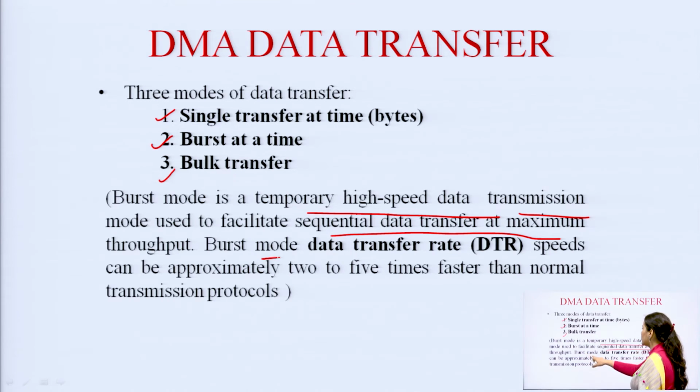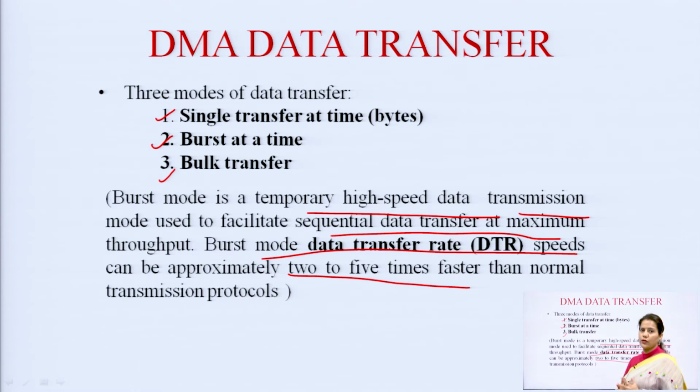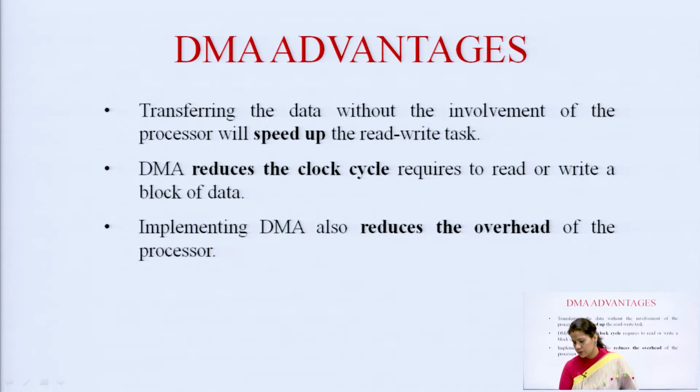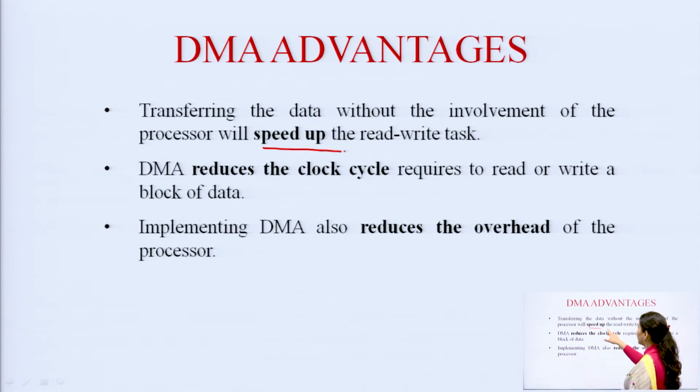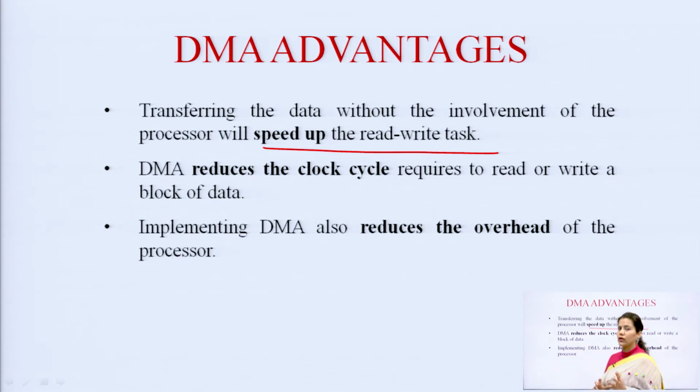So, the burst mode data transfer rate can be approximately 2 to 5 times faster than normal operation. In high processing speed applications, burst mode should be used. What are the different advantages? It will speed up the read and write tasks, because the wait time for the CPU is not there in the system. So, the system becomes fast.